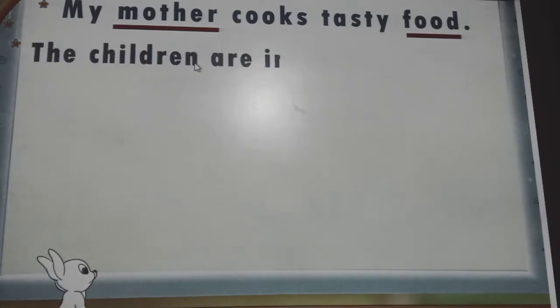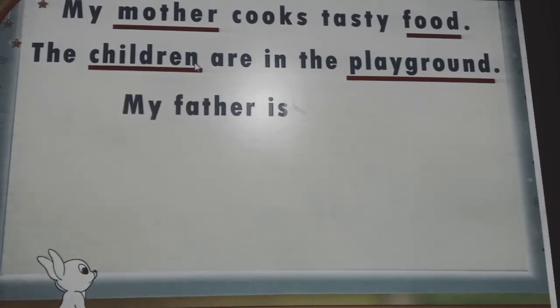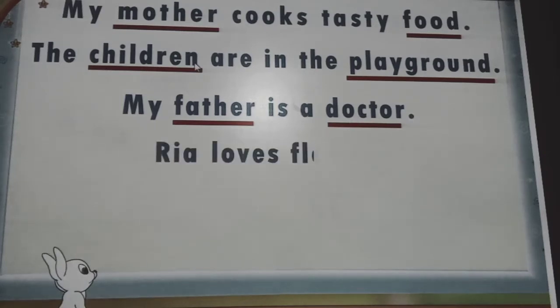The children are in the playground. The nouns are children and playground. My father is a doctor. Father and doctor. Ria loves flowers. Ria, flowers. I'm sure you enjoyed the activity.